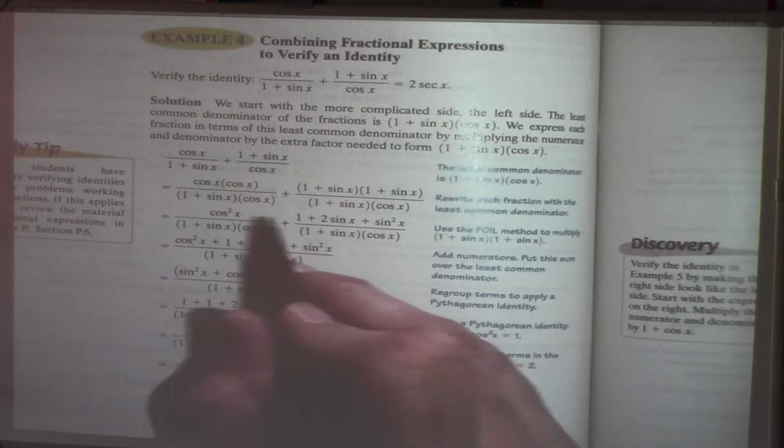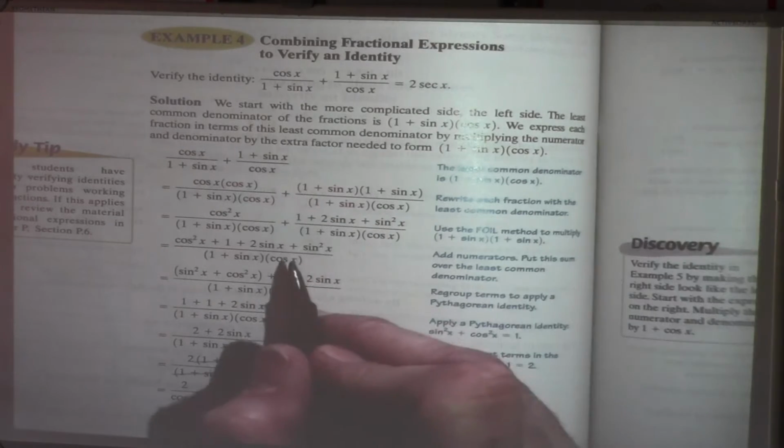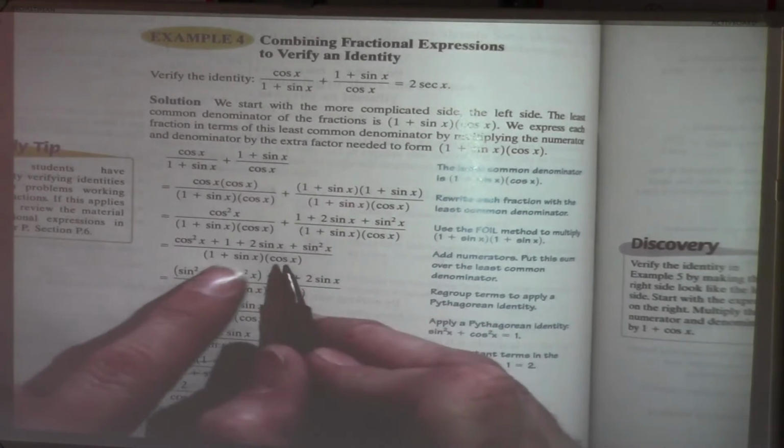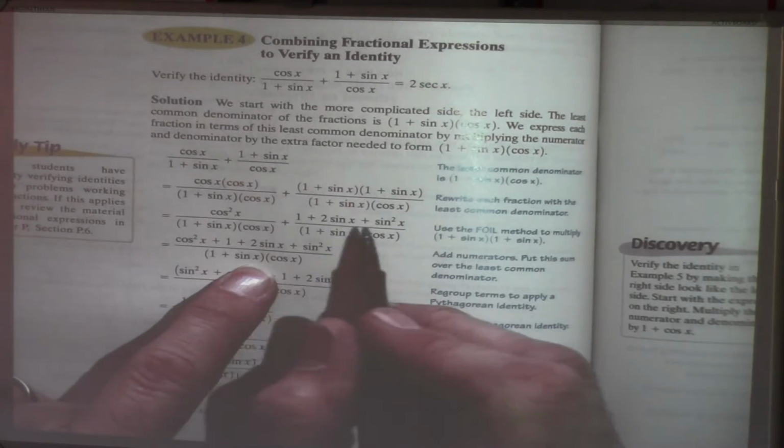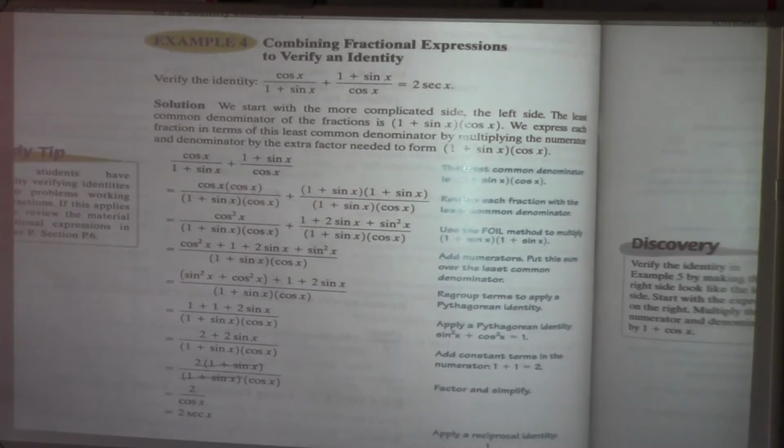And voila, you have the same denominator. You have a mess of stuff up here in the numerators too, but you have the same denominator. And so you can add the fractions, which means keep that denominator, and then you can add all this stuff together, and that's how you do the rest of the problem.